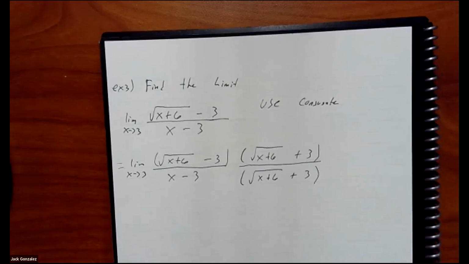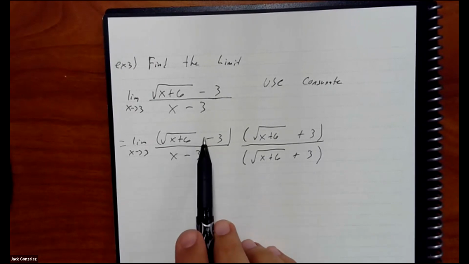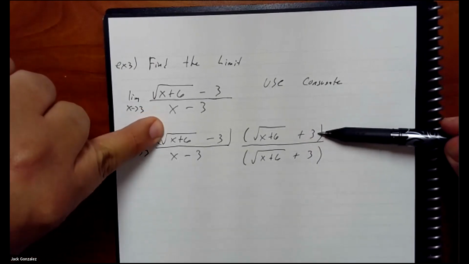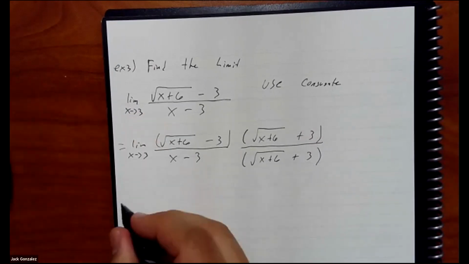So multiply the top and bottom by that conjugate that will square the top. So this is essentially creating a difference of squares right here. You can multiply it all out, but it's going to cancel anyway.